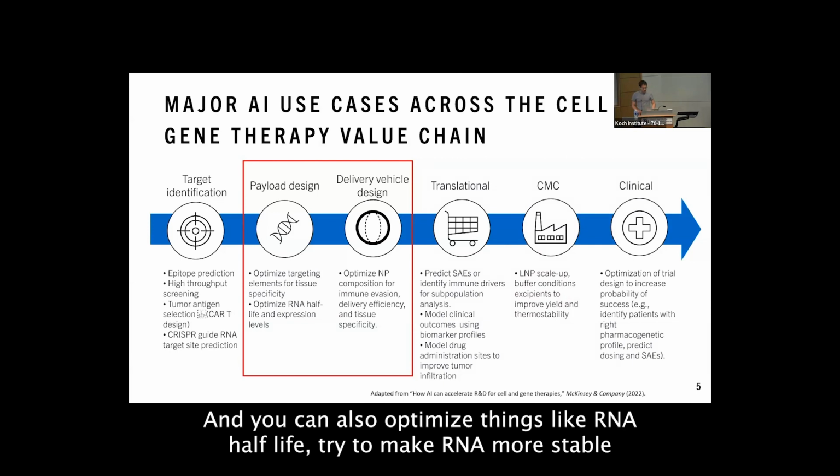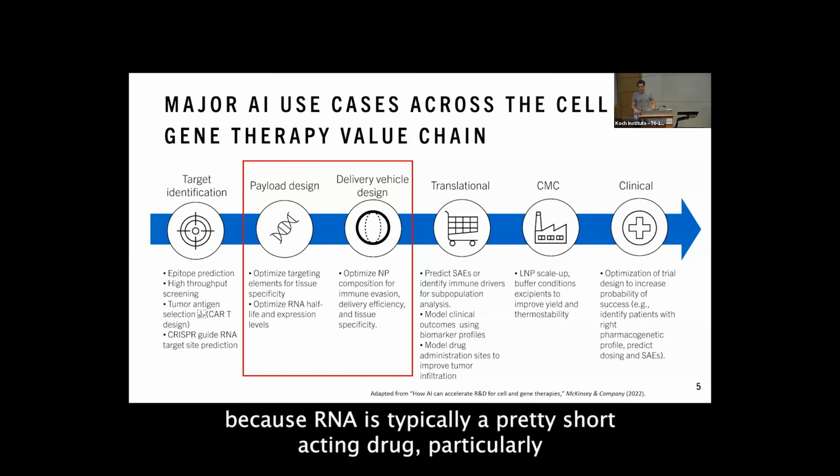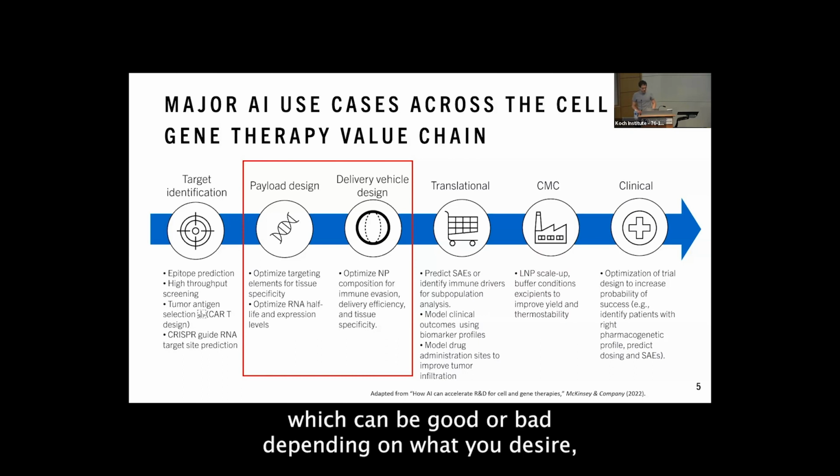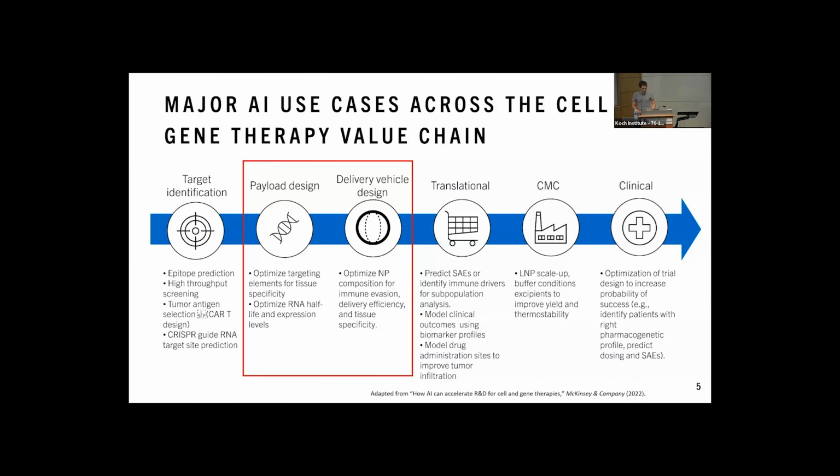And you could also optimize things like RNA half-life, try to make RNA more stable, because RNA is typically a pretty short-acting drug, particularly mRNA delivery, which can be good or bad depending on what you desire. And then also the delivery vehicle design.